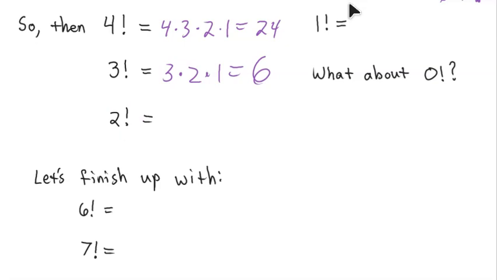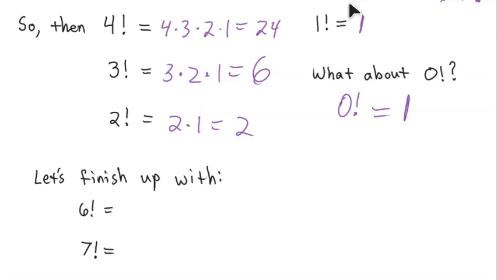What about 2 factorial? 2 factorial is real easy. It's just 2 times 1, and 2 times 1 is 2. So 2 factorial is just 2. What about 1 factorial? 1 factorial just equals 1. Now this one's a little weird. What about 0 factorial? We actually do have a 0 factorial, and you need to just memorize this one. 0 factorial equals 1 every single time.